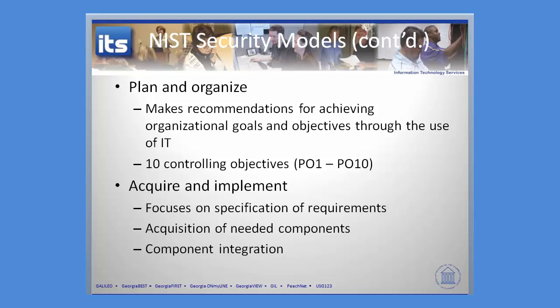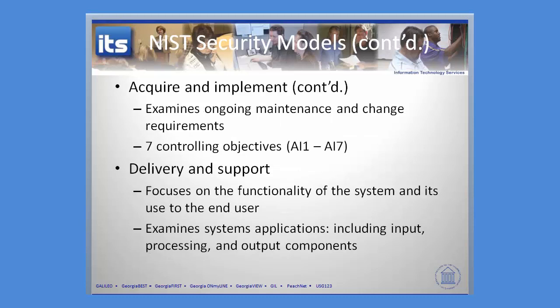In the second domain, remember, plan and organize is your first domain, acquire and implement is going to be your second domain. You're looking at the specification of requirements, acquisition of those components, the component integration, and then you're also going to look at your ongoing maintenance and change requirements associated with that. So circling back a little bit, plan and organize, 10 controlling objectives, 7 controlling objectives under acquire and implement. Look at that. We've got 34 of them, and halfway through we've gone through 17.